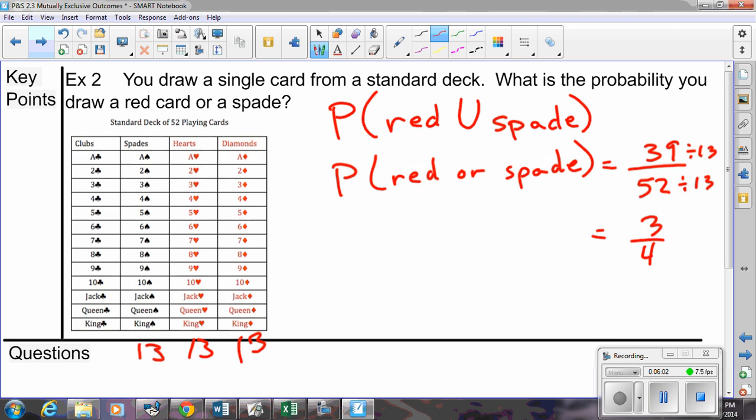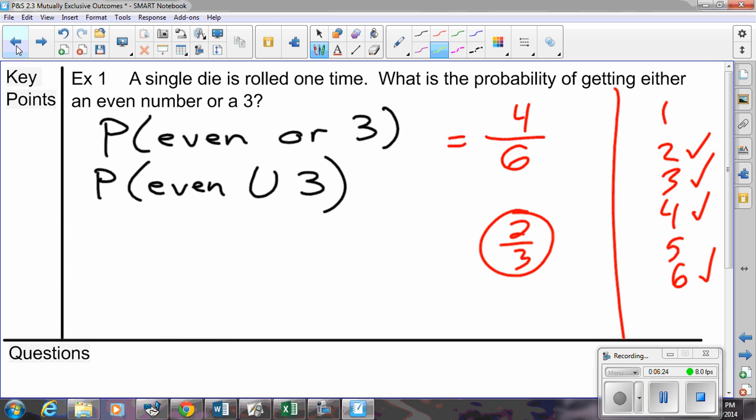Please note, though, that these are mutually exclusive events. Could you have a card that is both red and a spade? No. All the spades are black. So you can't be both at the same time. Because it's impossible to be both red and spade, that's what makes them mutually exclusive. In the last example, could you be both even and 3?